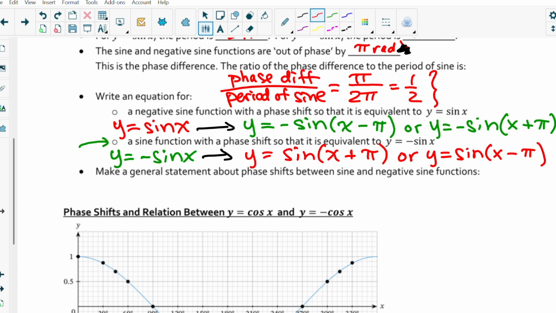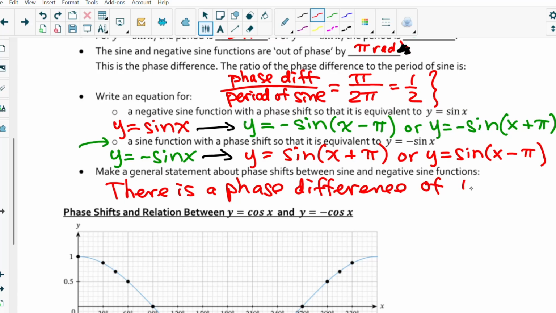So make a general statement about phase shifts between sine and negative sine functions. There is a phase difference of plus or minus pi radians.